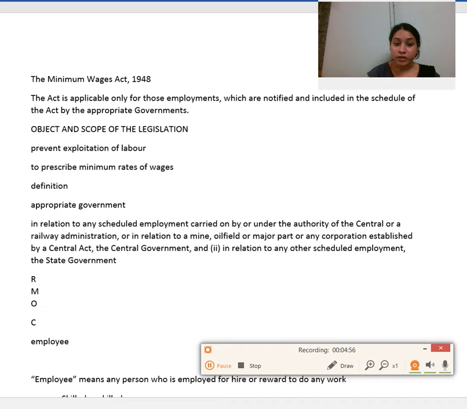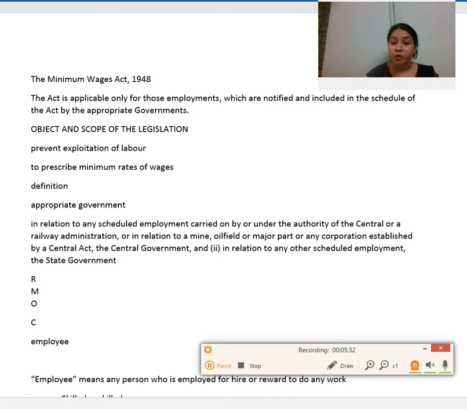Therefore, if anybody is working in railways, mines, etc., then the central government is responsible to make sure that the Minimum Wages Act is applied to the railways, mines, and oil field and other such employments. While in relation to any other scheduled employment, what is scheduled employment? Scheduled employment is those employments which are listed in the schedule given with the act, which would be governed under the Minimum Wages Act.